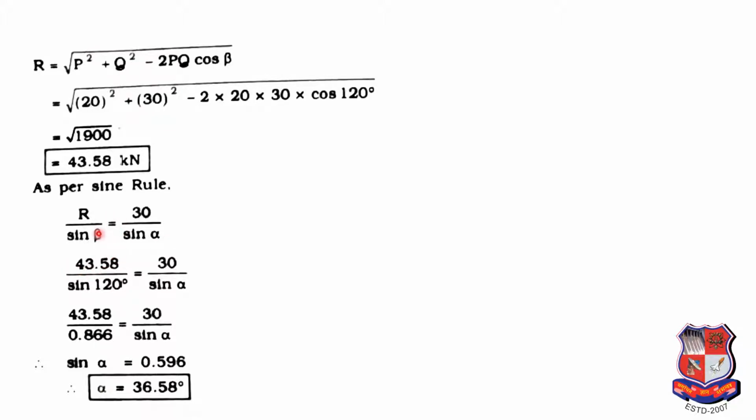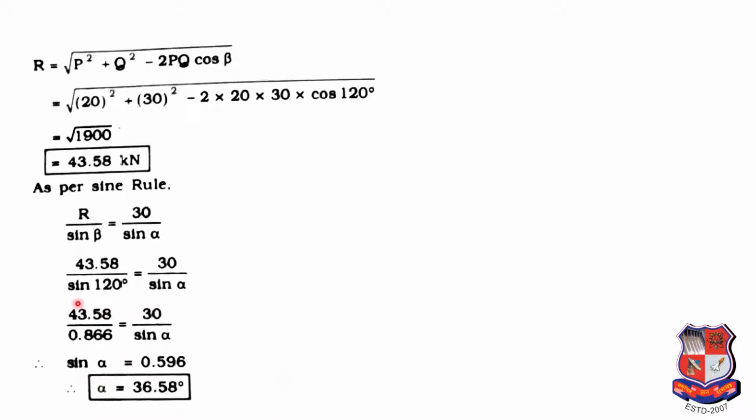43.58. Beta, you know. You don't know about the alpha. So 43.58 divided by sine 120 degree is equal to 30 divided by sine alpha. So we put the value of sine 120, 0.866, and sine alpha as it is. So what we will do? We will do cross multiplication, then we try to do simplification.